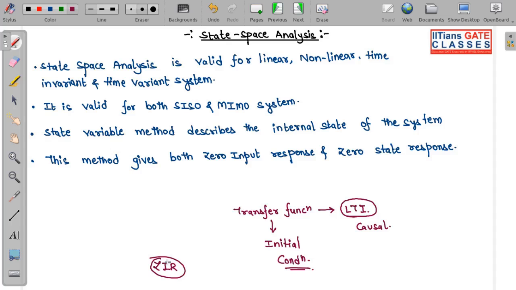And one more thing: in a system analyzed using the classical control system, we only get the idea that whatever input we give, we get the corresponding output. We never have any information about the internal states of the system; that is not known to us. In state space analysis, we can even get the internal states of the system. So these are all the advantages of state space analysis.